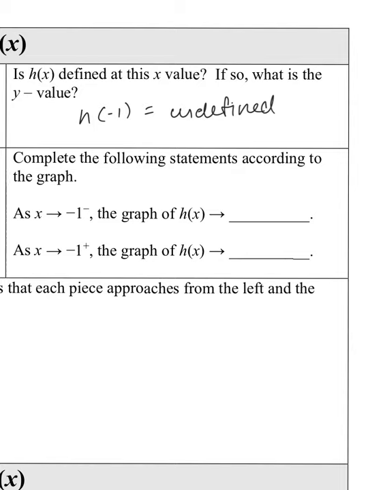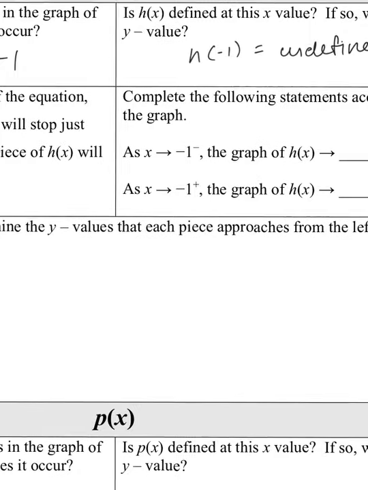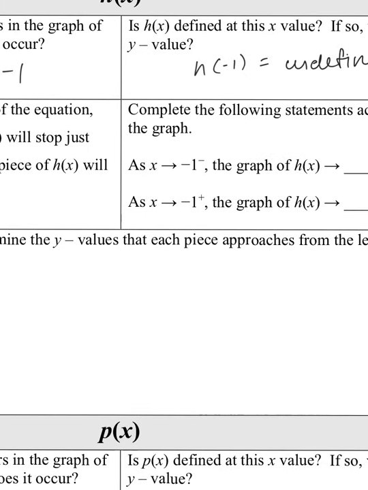Try again. 1. And what about when we approach h of x from the right? It goes to 1 as well. All right? Now, it then asks us, using the equation of h of x, determine the y values that each piece approaches from the left and the right.